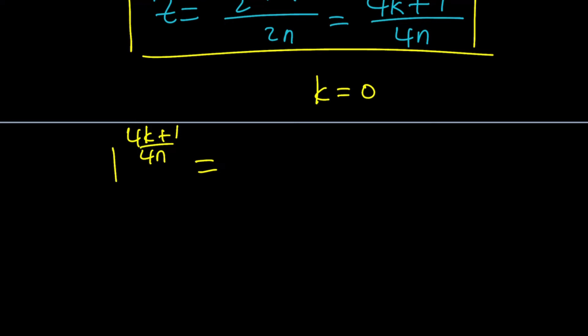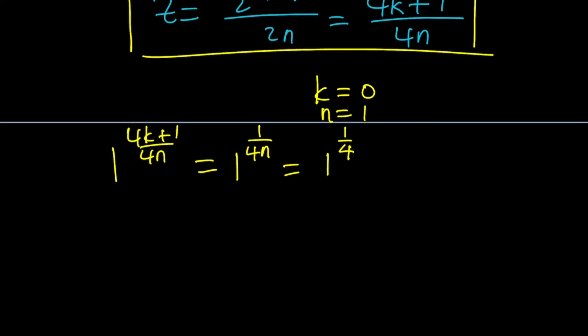Let's set k equal to 0, but don't set n equal to 0. That's very problematic. Don't do it because you'll have a problem. But if you set k equal to 0, you're going to be okay. So it's going to be 1 to the power of 1 over 4n. And n is an integer, so we're talking about 1 over 4 times an integer. And for simplicity's sake, you can just assume n equals 1, for now at least.